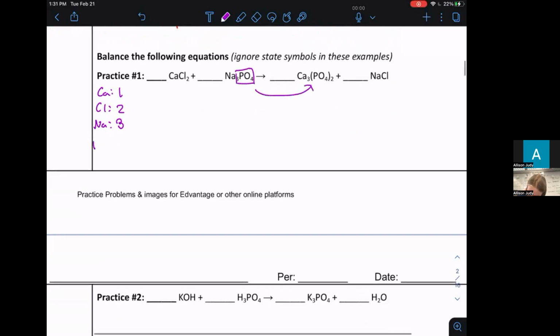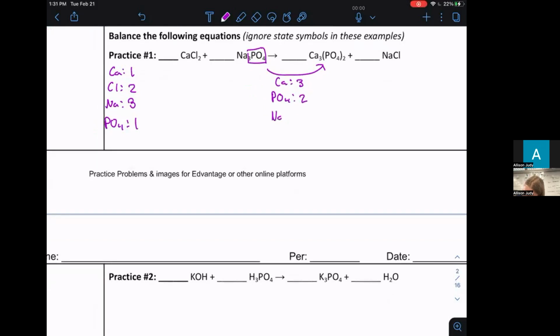So we will just treat it as one unit. We have 1 of them. There are not 4 of them. There are 4 oxygens in the phosphate, but only 1 phosphate. And then on the product side, over on the other side of the arrow, we have 3 calcium, 2 phosphate, 1 sodium, and 1 chlorine.